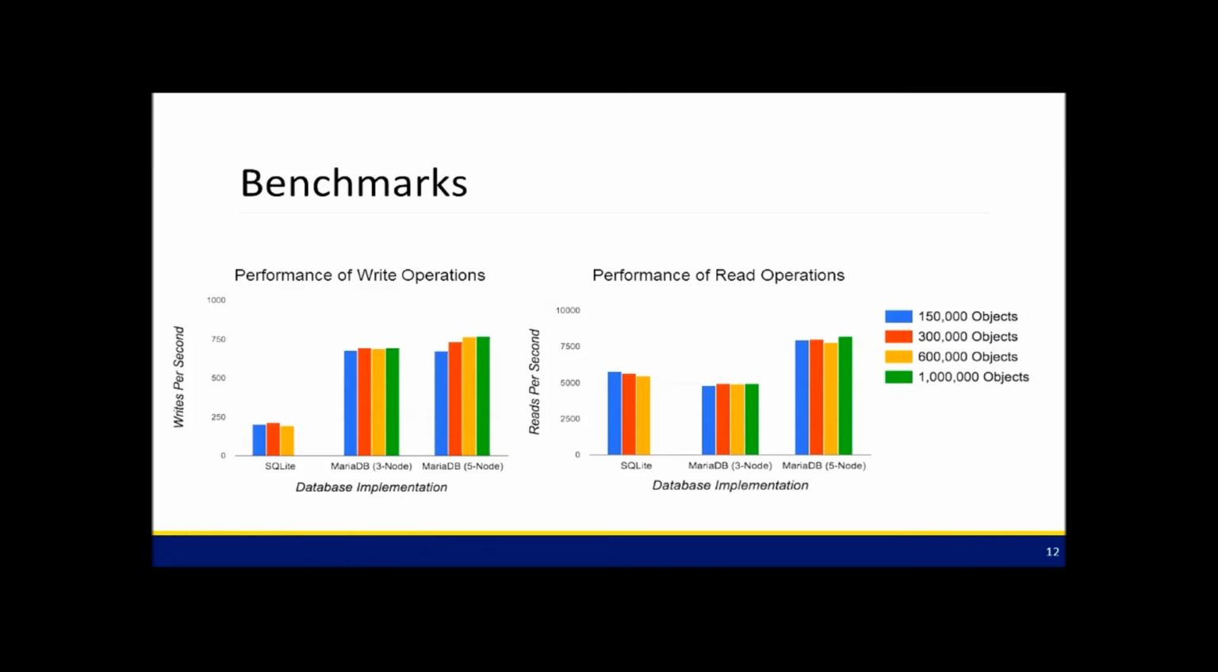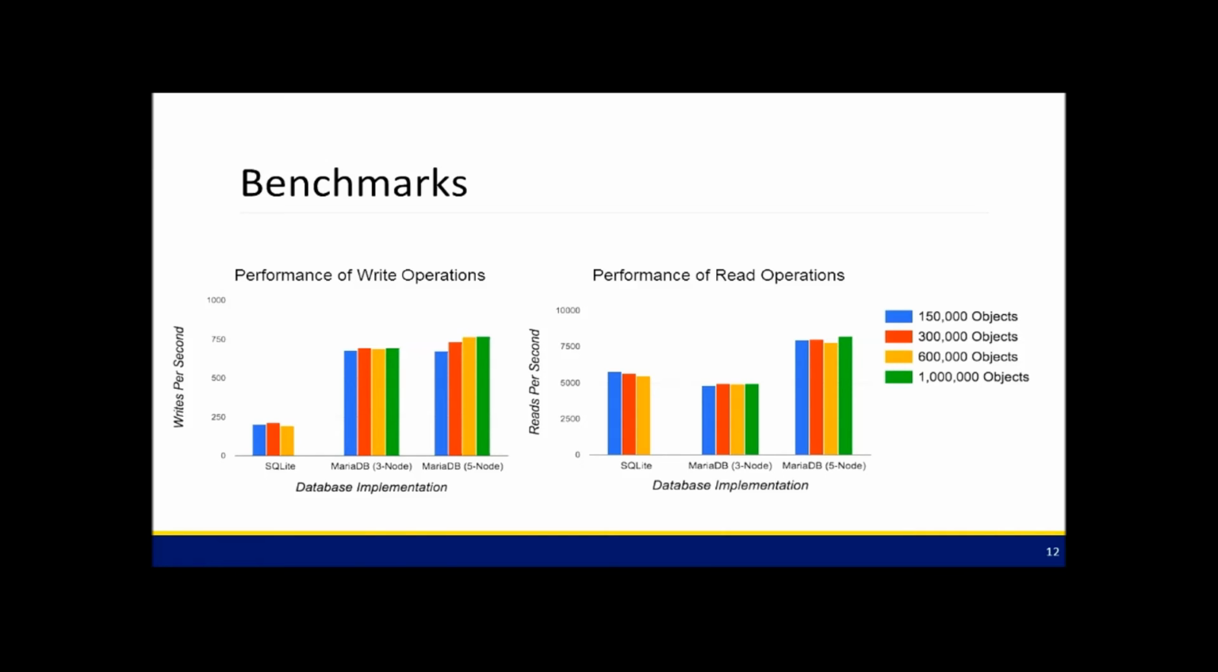In order to gauge the performance of each database we implemented, we performed a series of benchmarks on each database. Our benchmarks consisted of writing and reading 150,000, 300,000, 600,000, and 1 million objects into and from each database. The databases we opted to benchmark were SQLite, trying to get a comparison with the previous project, and MariaDB in a 3-node configuration and MariaDB in a 5-node configuration.